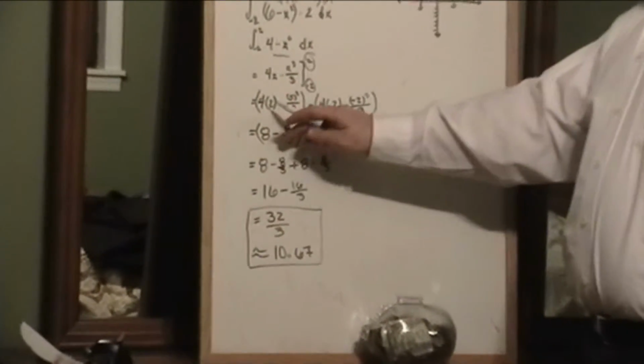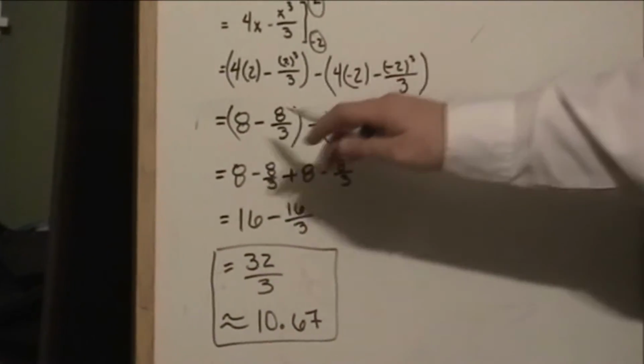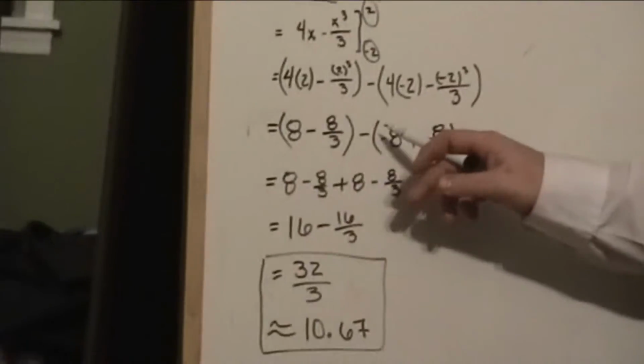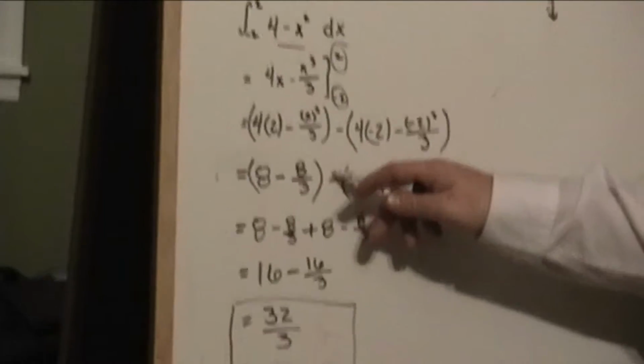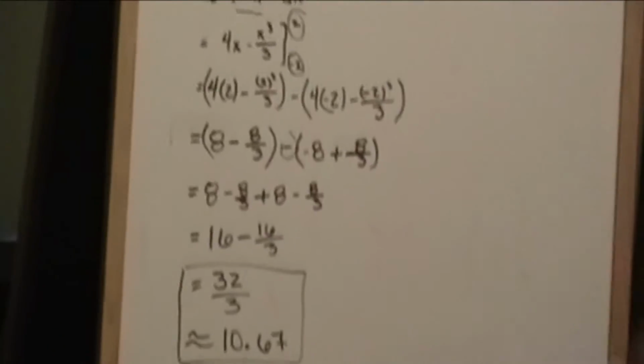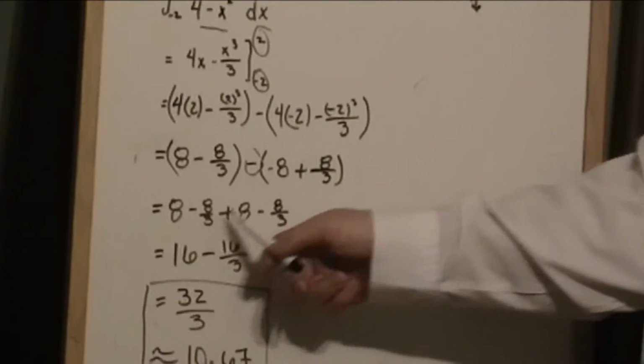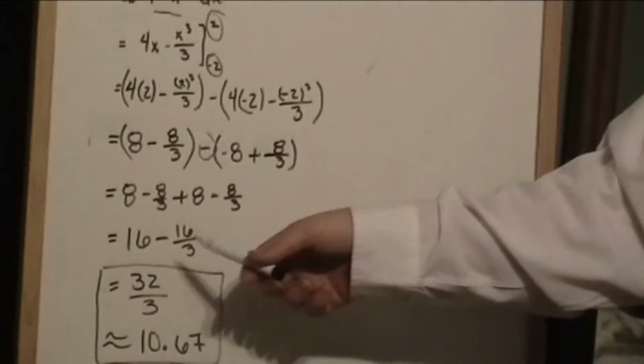We simplify this first equation. We get 8 minus 8 over 3. The next one we subtract. Don't forget your sign. Subtract the next equation. It will be -8 plus 8 over 3. Simplify that down. We just take the parentheses away. Simplify that. We add our whole numbers.